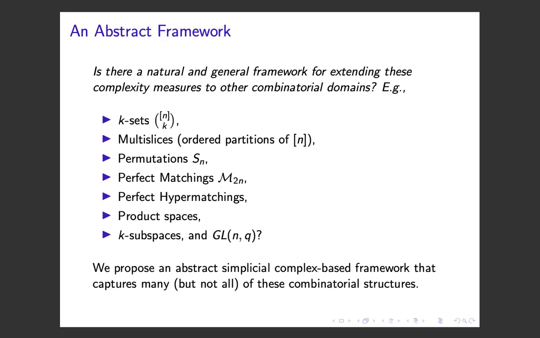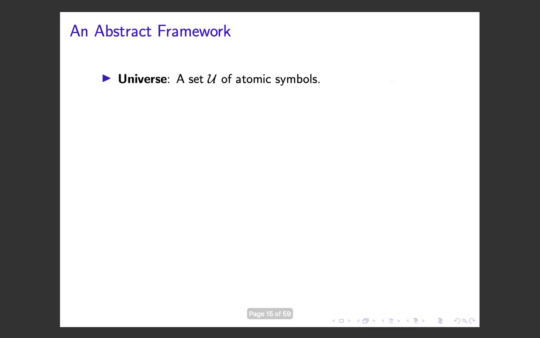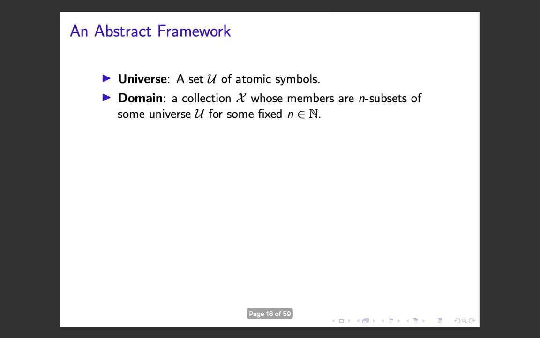Okay, so one of the main contributions of this work is an abstract simplicial complex based framework that captures many, but not all of these combinatorial structures. And we'll get into that in the next slide. Okay, so the way this framework works is as follows. First we declare a universe U of atomic symbols. Once we have U, we define the domain to be a collection X whose members are subsets of some universe U, and where N is some fixed natural number.